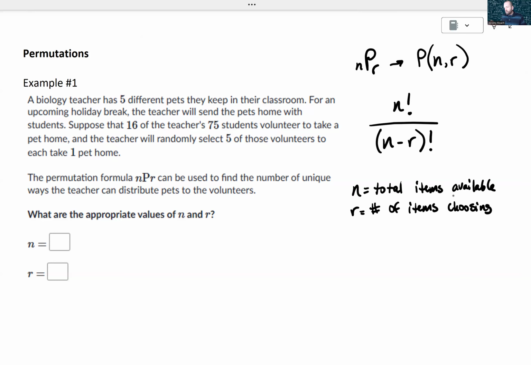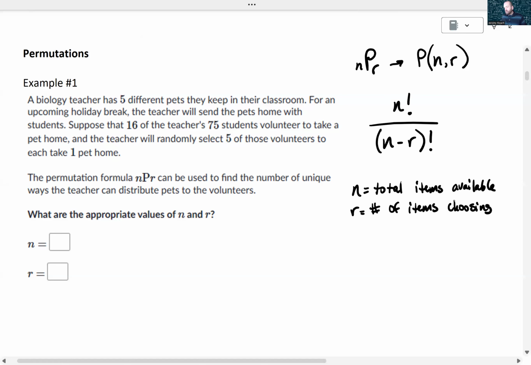Okay, so this problem wants us to figure out what is the n and what is the r. And at first glance, if we just look at the numbers that are in this paragraph, we have more than two numbers. So we have to figure out what is the total set, and then what is it that we're actually selecting from that set. So n is the total, r is what we're selecting from that set. So we have to filter out a lot of extraneous information in this first example.